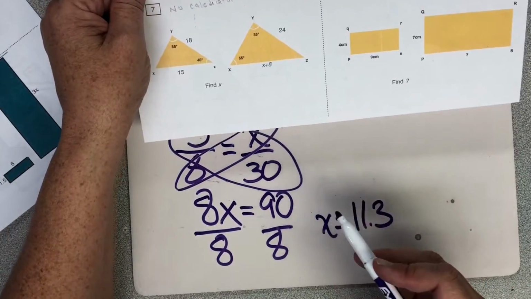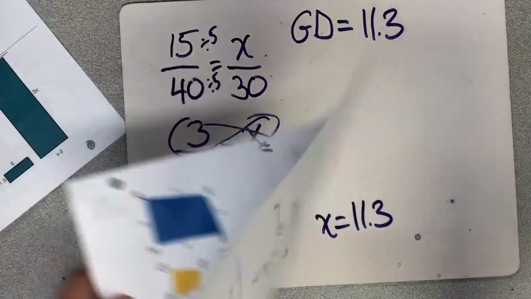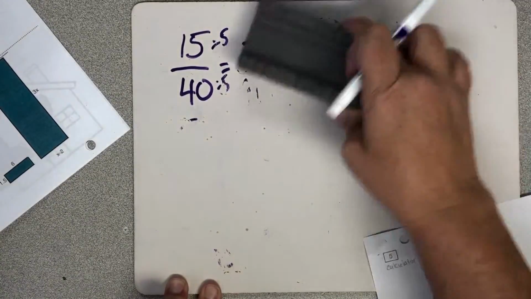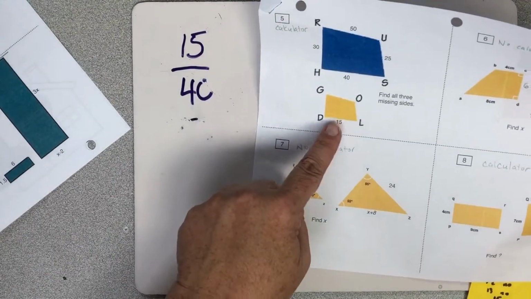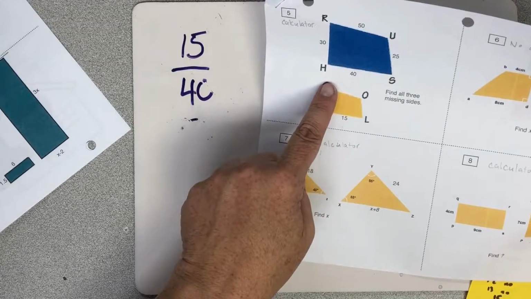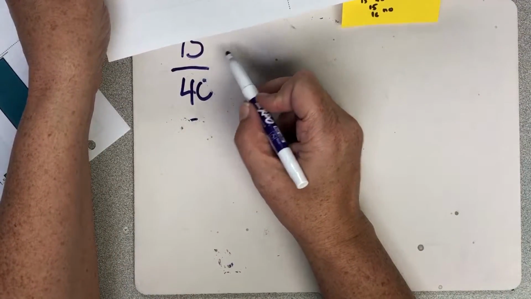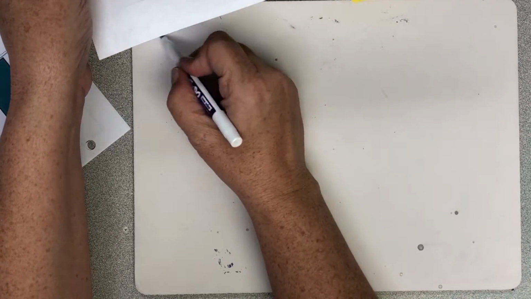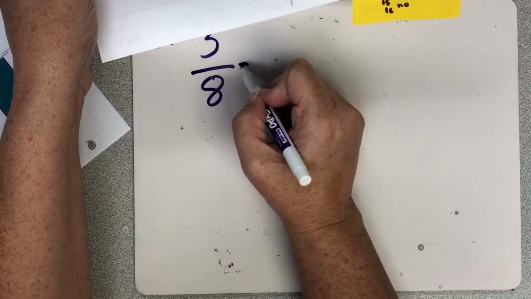But it said find all 3 missing sides, so let's find GO next. Now I already still have this 15 over 40 as a scale factor, and if you recall, I already simplified it. So I already know that my scale factor is actually 3 over 8. So let's use that again. Scale factor is 3 over 8.